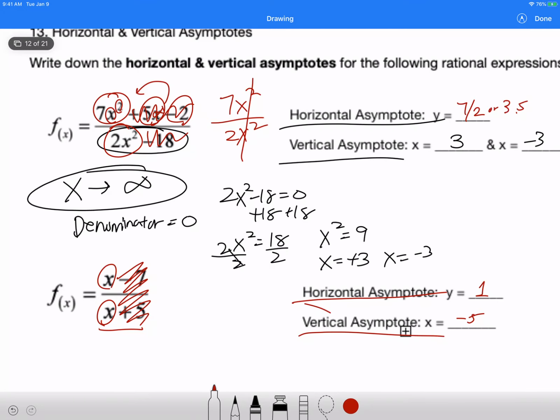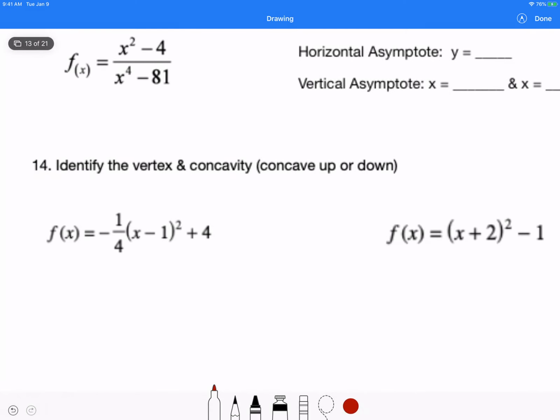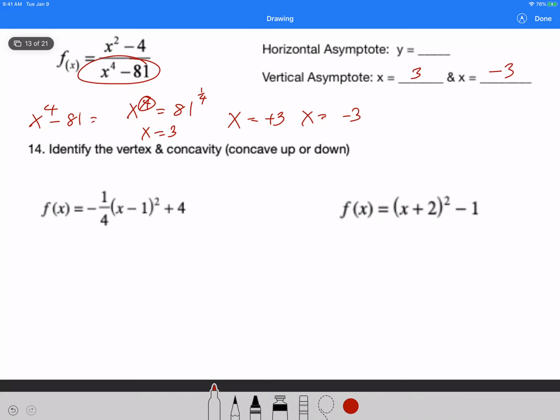All right, let's do one more, which is this one. Horizontal asymptote and vertical asymptote here. Now, this one, x to the 4th minus 81, if you solve for it, you get x to the 4th equals 81. x is then going to equal positive 3. If you do the 1 over 4th power, you should get x equal to 3. But remember, this is an even-powered function, so please don't forget you have a positive and a negative. Plus and minus, basically.